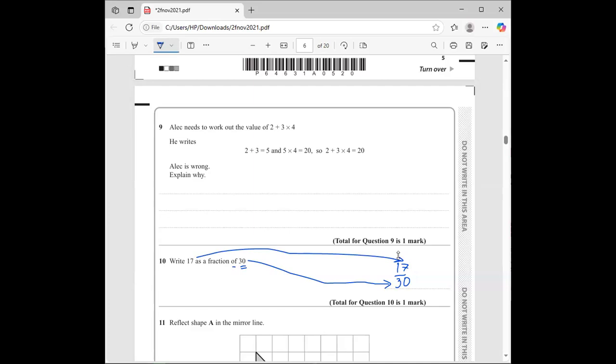Number 9. Is number 9 something you can do? Alec needs to work out the value of 2 plus 3 times 4. He writes 2 plus 3, 5. 5 times 4, 20. So 2 plus 3 times 4 is 20. It's clear that he's wrong. Can you explain why? You didn't multiply first. Exactly. We have to multiply first.